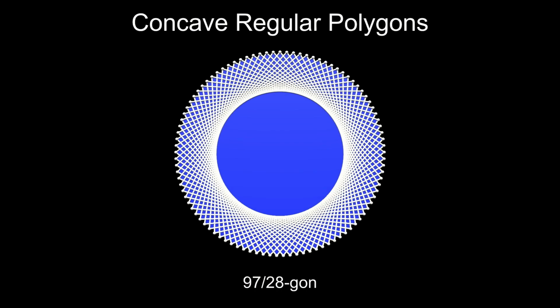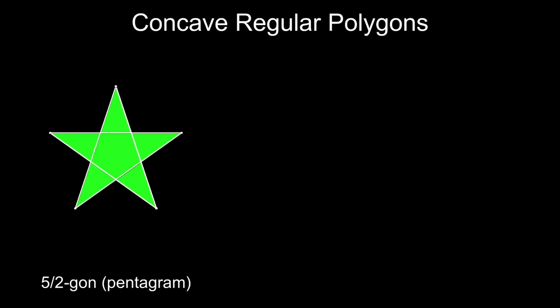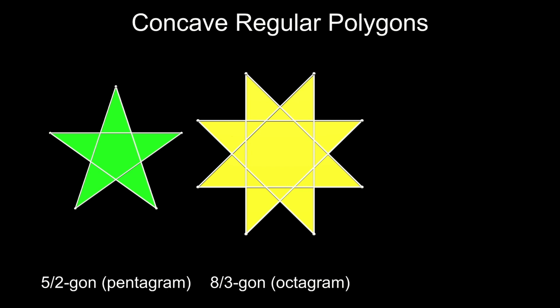Finally, there's no limit to the number of sides or density. You can have a 97/28gon if you want, but the shapes we'll encounter in the upcoming videos are mostly the pentagram, the octagram, and the decagram.